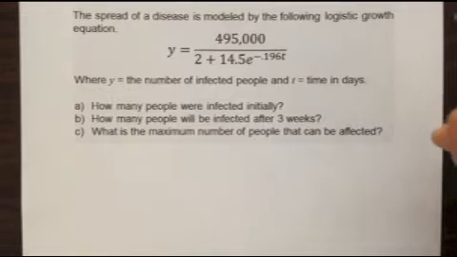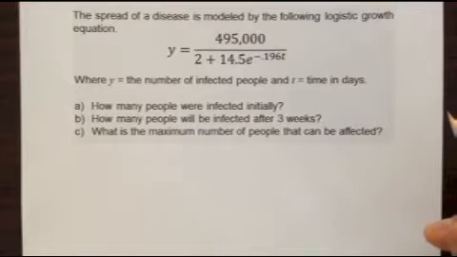This time we're talking about logistic growth functions and how they're different than exponential growth by having a limit. This one you see here says the spread of a disease is modeled by the following logistic growth function. This particular one is one we did as a warm-up a couple days ago. So you can check back at that one and see it's the same one we did.